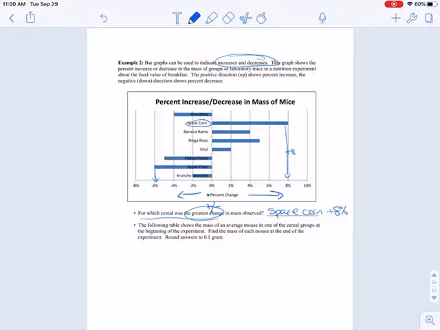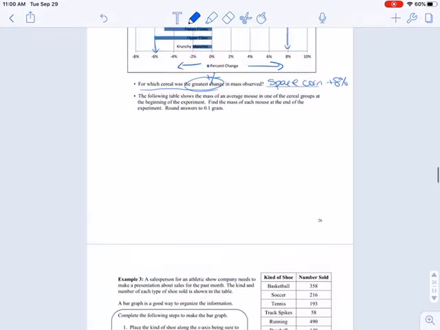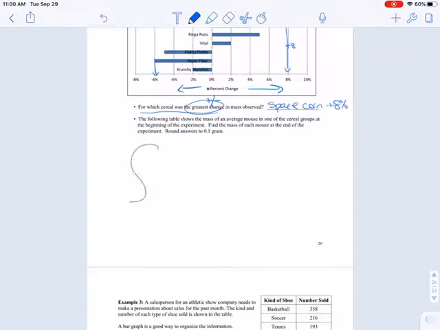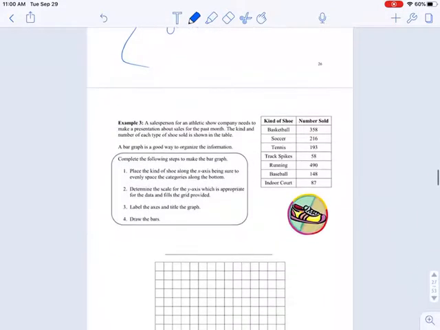The following table shows the mass of the average mouse in one of the cereal groups at the beginning of the experiment. Find the mass of each mouse at the end of the experiment. Round to the nearest gram. Well, there's no table here, so omit that. Example 3.